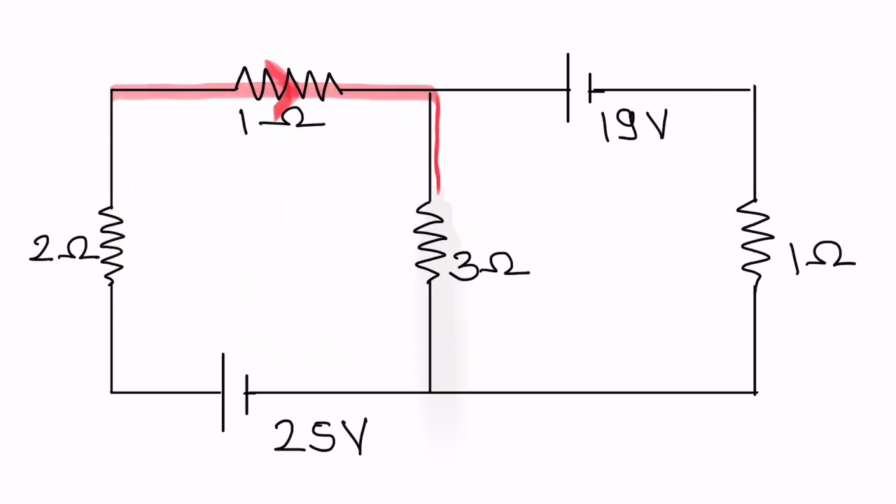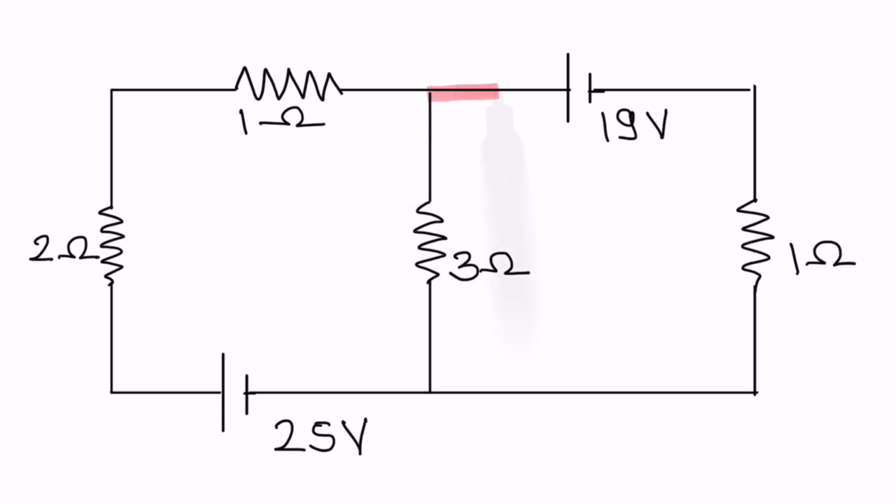1 ohm, 3 ohm, 25 volt, 2 ohms. This becomes mesh 1, and we can show a clockwise current I1 flowing through this circuit.